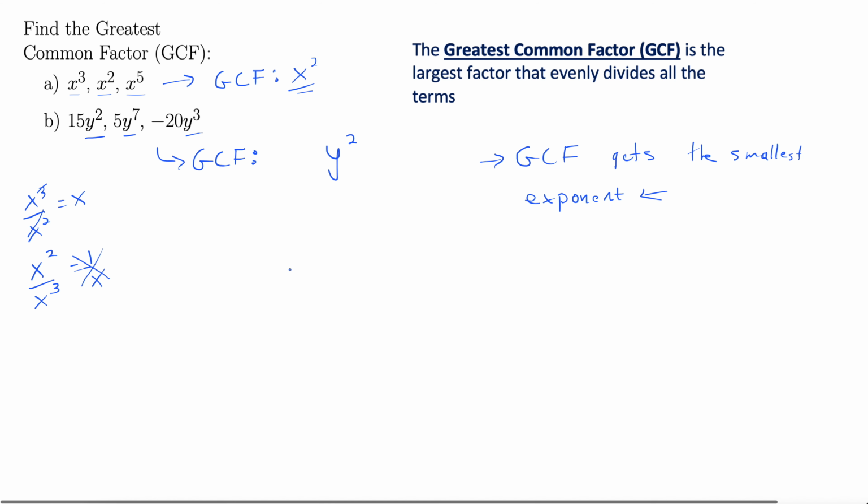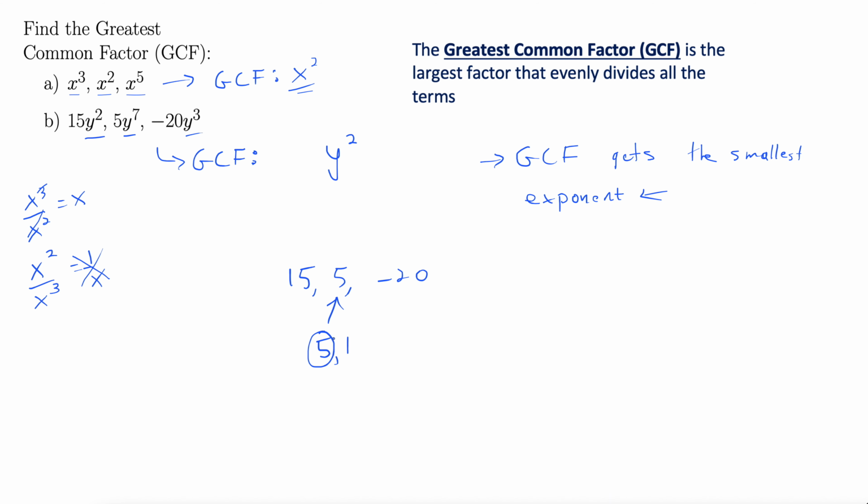Now we have 15, 5, and negative 20 to look at. We want to find the largest number that evenly divides all three of these. Well, we're really limited here because we have 5 itself. 5 and 1 are the only options that evenly divide 5. So let's see, does the number 5 evenly divide 15 and negative 20? Yes, it does. So this 5 is the largest number that evenly divides 5, 15, and 20. Therefore, our GCF here for part B is 5y squared.